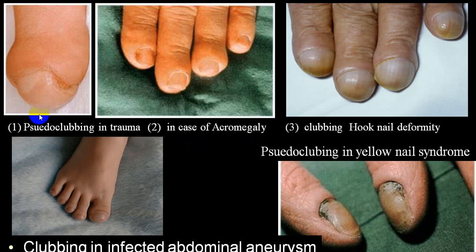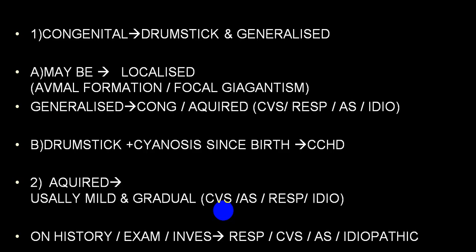This is because of repeated trauma, we call it pseudo clubbing, or also you come across it in jackhammer thumb or finger. You can come across it also in case of acromegaly. And clubbing or hook nail deformities, you can get this. This is pseudo clubbing in yellow nail syndrome. You will have typical fungal infections. And once in a while you can come across a local clubbing because of infected abdominal aneurysm, only in the lower limb. You don't come across it in the upper limb. This you can call a differential clubbing also. You can utilize that word.